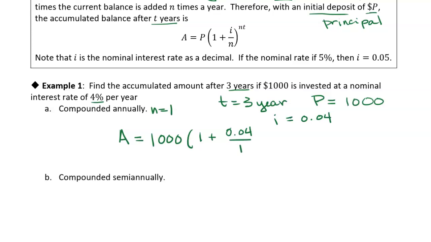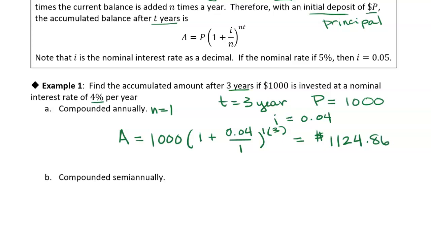So we're only compounding once a year, so it's just 1. And then we raise that whole thing in parentheses to N times T. Again, N is 1, and T is 3. Then we can just put that into the calculator and see what we get. I put this into the calculator and I get $1,124.86 if I round it off.